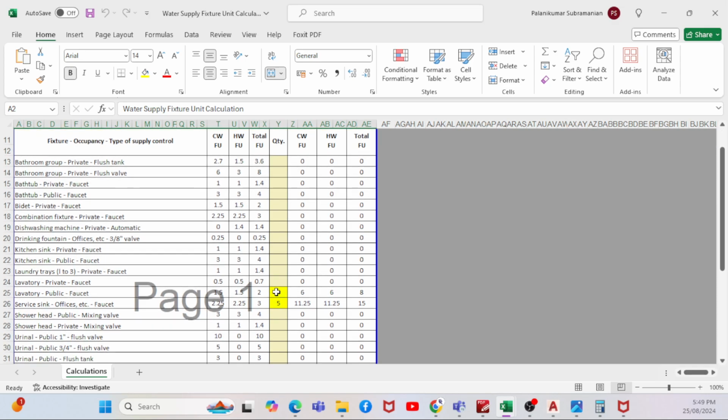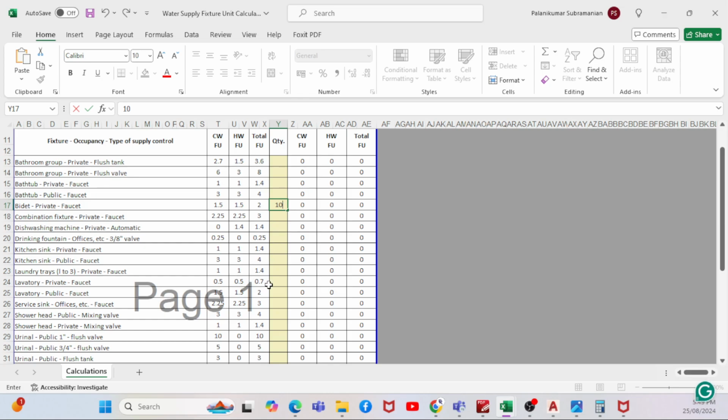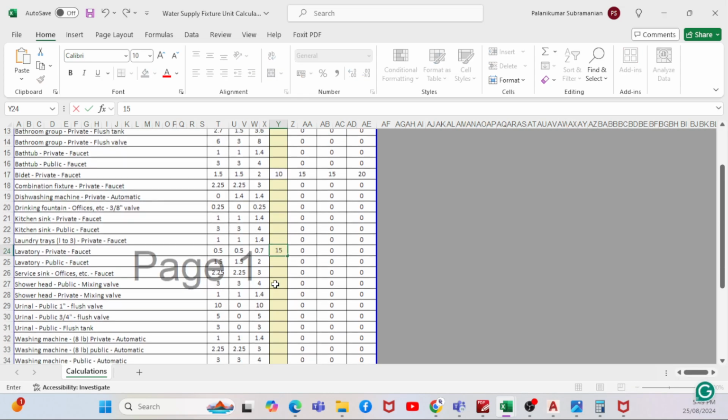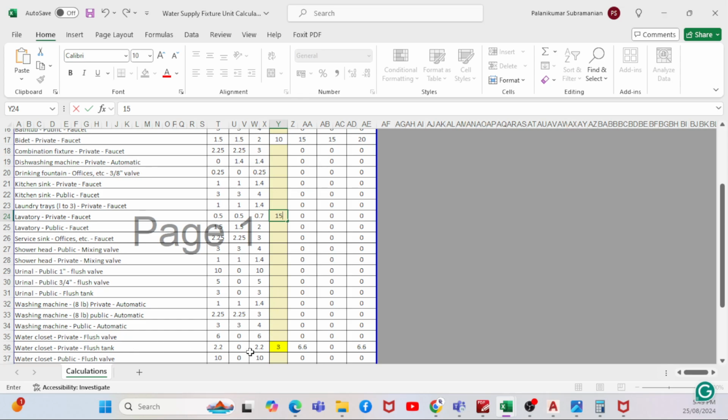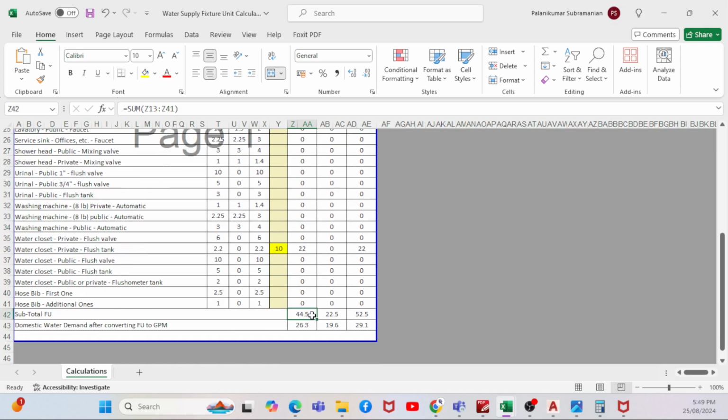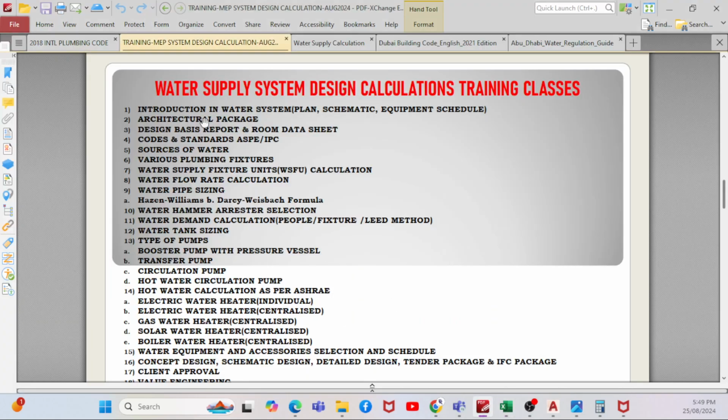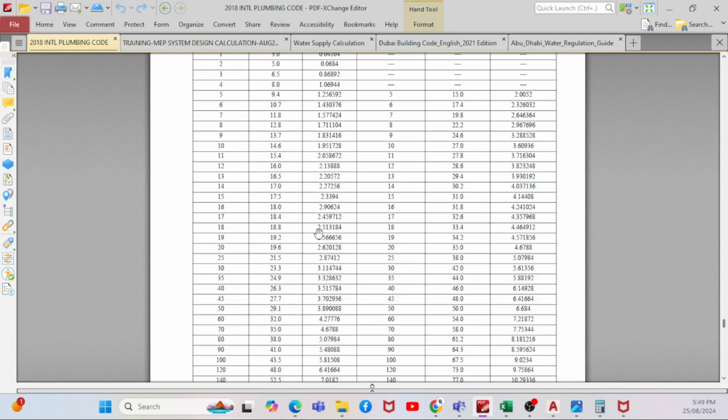Assume that in my total project I have 10 bidets, and assume I have 15 facades. Then I have a water closet, 10 water closets in my entire project. So my total fixture unit comes to around 52.5, right? So for 52.5, if I go to my IPC chart, assume the value will come between 50 to 60, and 29.1 to 32. So approximately, I will say my value will be 30.